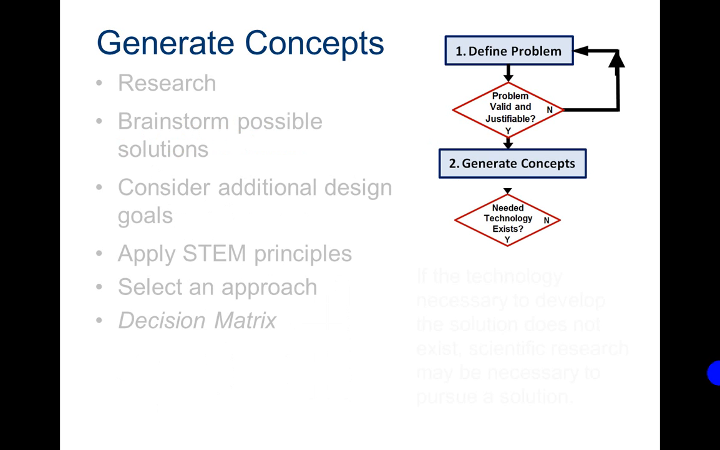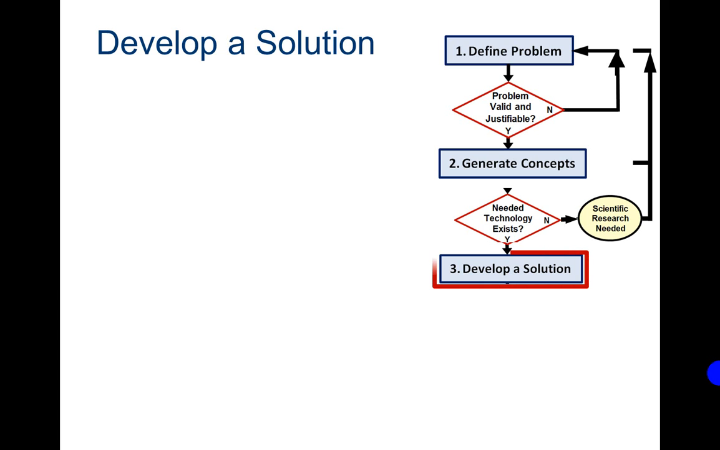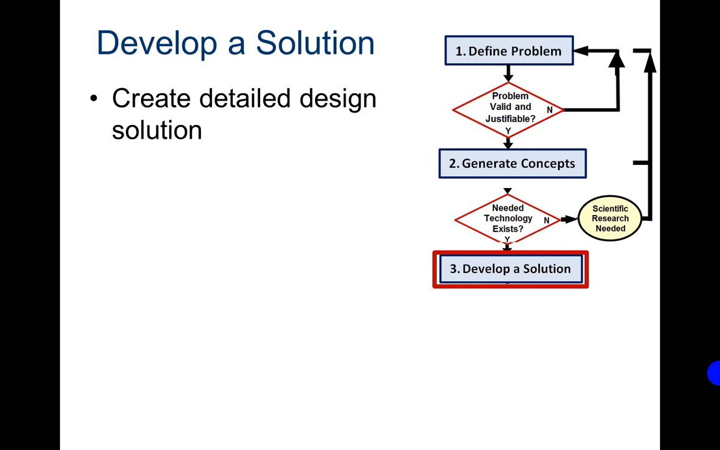Then you need to figure out, do you need more technology for this solution? If the technology necessary to develop the solution does not exist, scientific research may be necessary to pursue a solution. If the research is not needed and the solution is valid, you're going to move on to develop a solution. Create a detailed design solution.